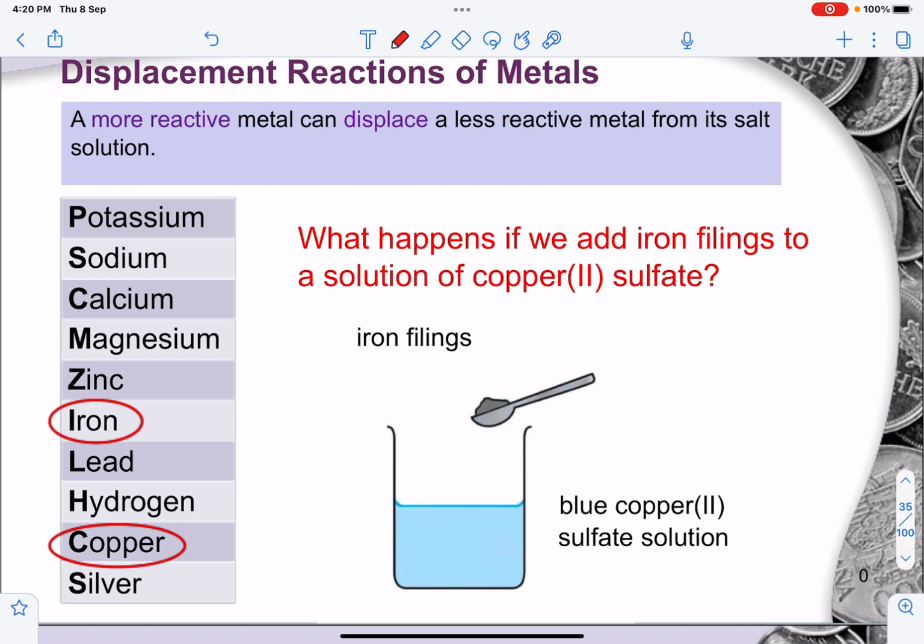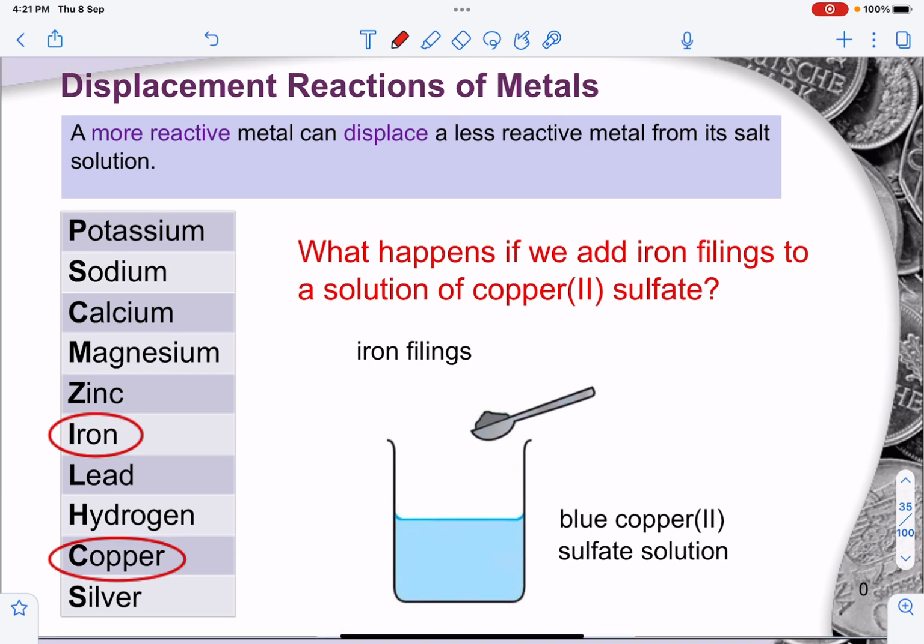So these are some of the items where next we look into displacement. Now we already know the order of the reactivity. Having a more reactive metal, you can help to displace a less reactive metal from its salt solution. Generally, this can help if we add iron filings to a solution of copper 2 sulfate.